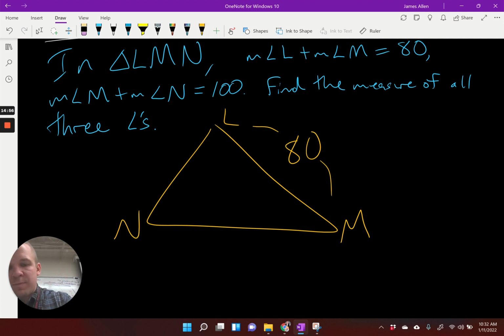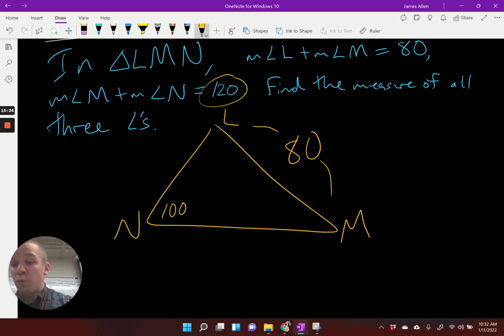Well, let's backtrack a sec. If that's 80 right there, that means the measure, hold on, pump the brakes. I need to change a number real quick. Let's make this 120. Otherwise, things are going to get weird, okay? So if L and M add to 80, then N, what's left over, is 100 because there's 180 degrees in the triangle. 180 minus 80 is 100.